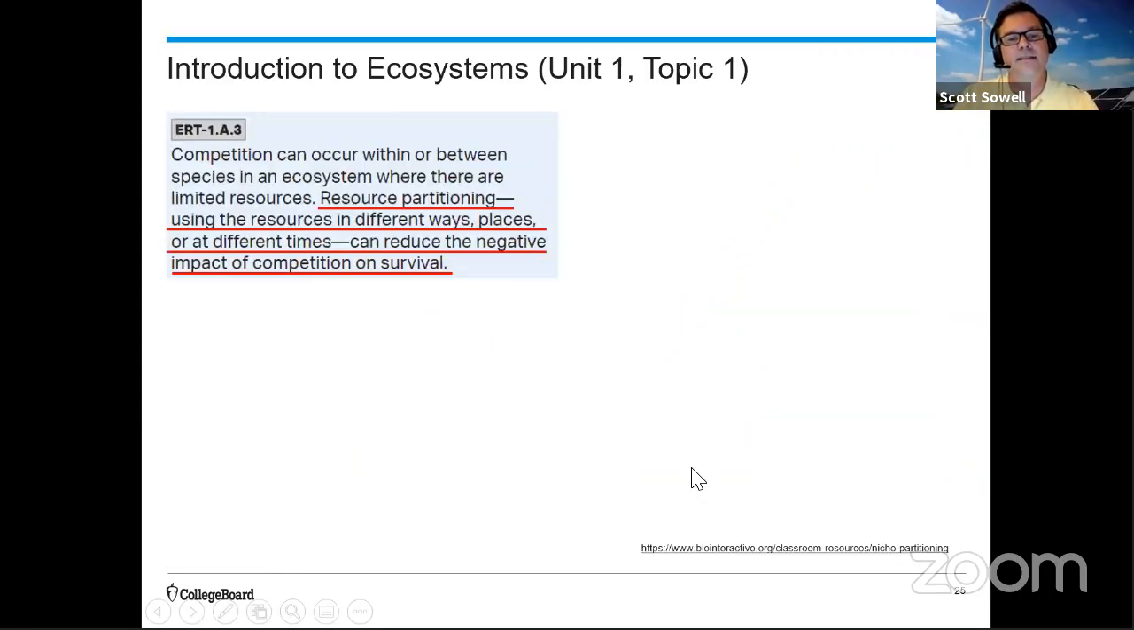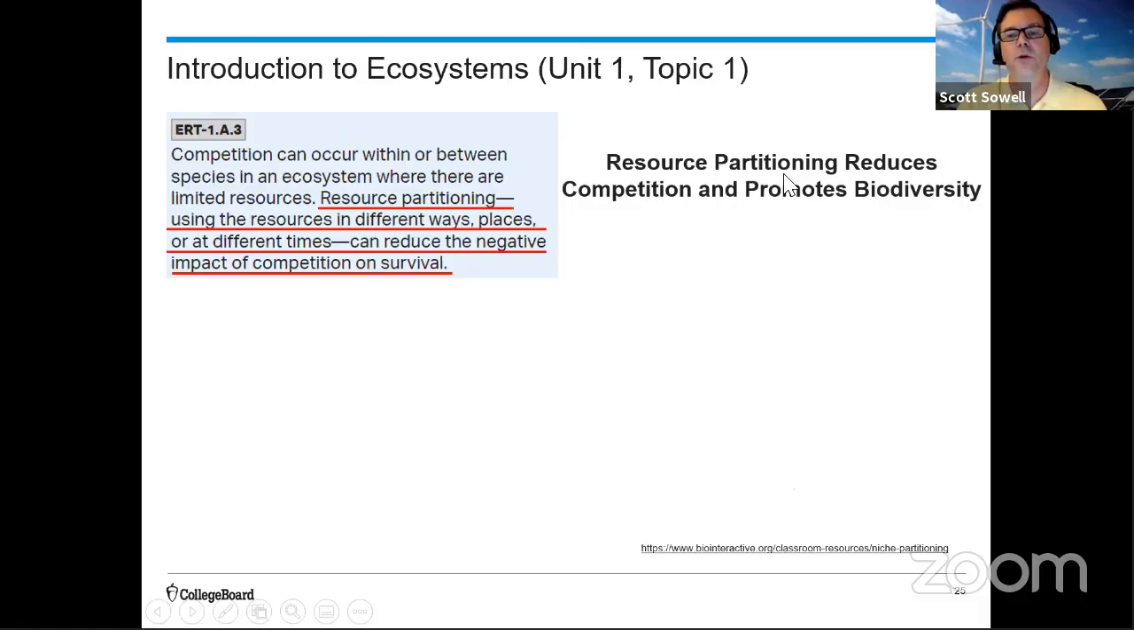So the answer really is something called resource partitioning. Sometimes you'll hear it referred to as niche partitioning, but for the purposes here, we'll say resource partitioning. And it's a way in which using the different resources in different ways or places or at times can reduce the negative impact of competition. So resource partitioning reduces competition and therefore promotes biodiversity. Remember, a healthy ecosystem and a stable ecosystem has high species richness and lots of different species in the one community. So what we want is we want competition to not be strong enough that it drives that biodiversity away.